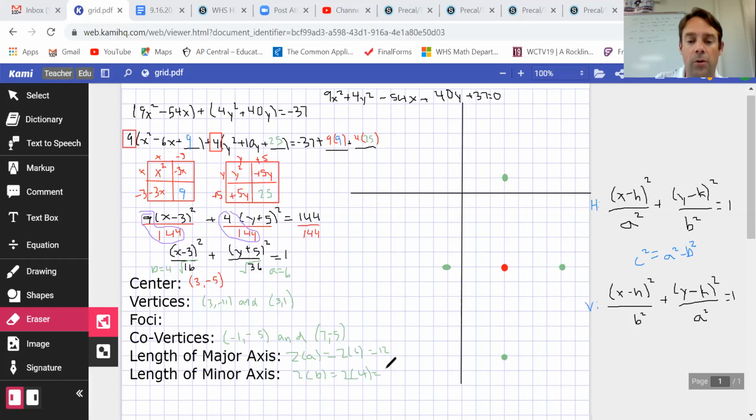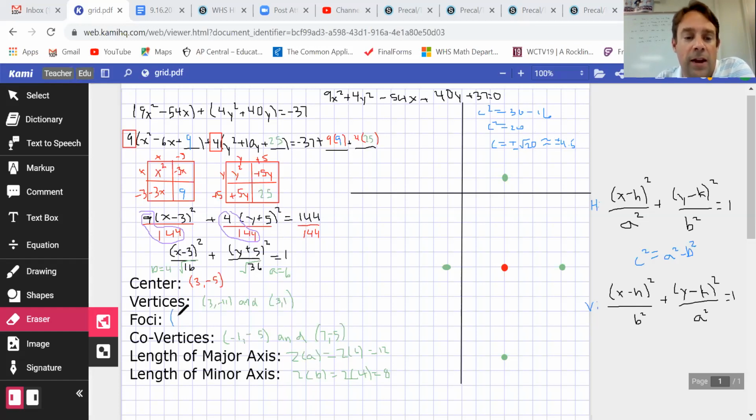All right, 2 times 4 is 8. All righty, friends. Now we're going to go ahead and get our foci. So c squared equals a squared minus b squared. So c squared equals a squared, which is 36, minus b squared, which is 16. So c squared is 20. So that means c is equal to plus or minus square root of 20, which is about 4.5, maybe 4.6. Who knows? It's around there somewhere. Not really worried too much about it.